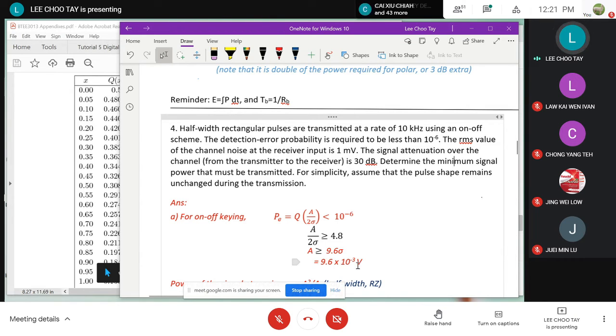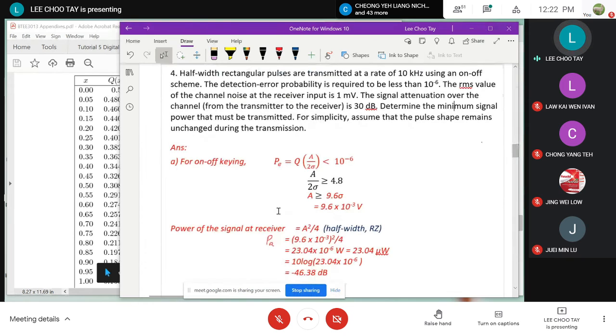This A is the amplitude of the signal at the receiver. Therefore, we're going to calculate the power at the receiver. Again, this is half wave, and for on-off keying the power equation is A squared over 4. So square A and divide by 4, and that gives you 23.04 microwatt. If you convert to dB, it is minus 46.38 dB, or 38 or 39, somewhere there. So now this is the power at the receiver.